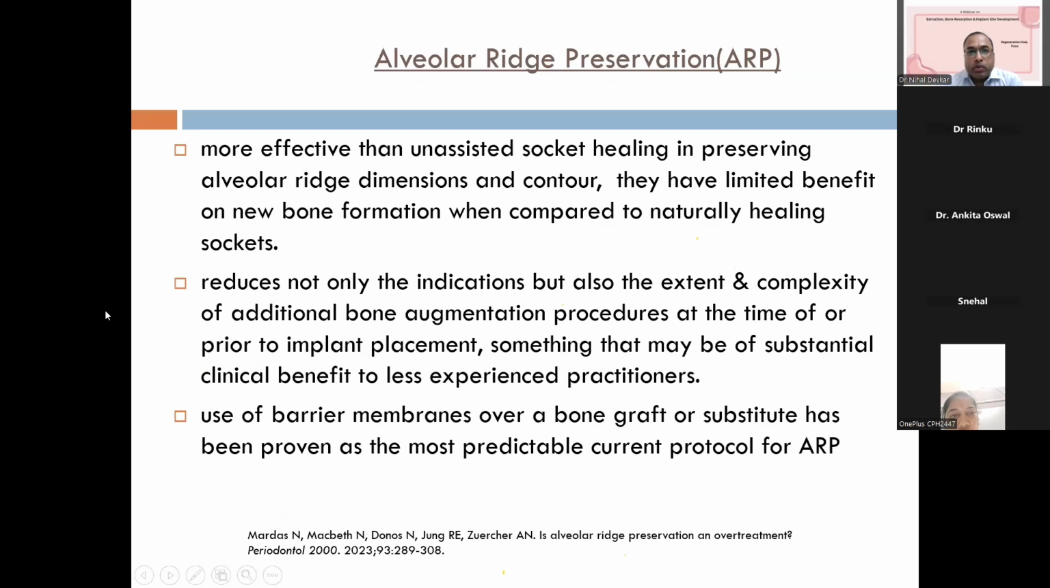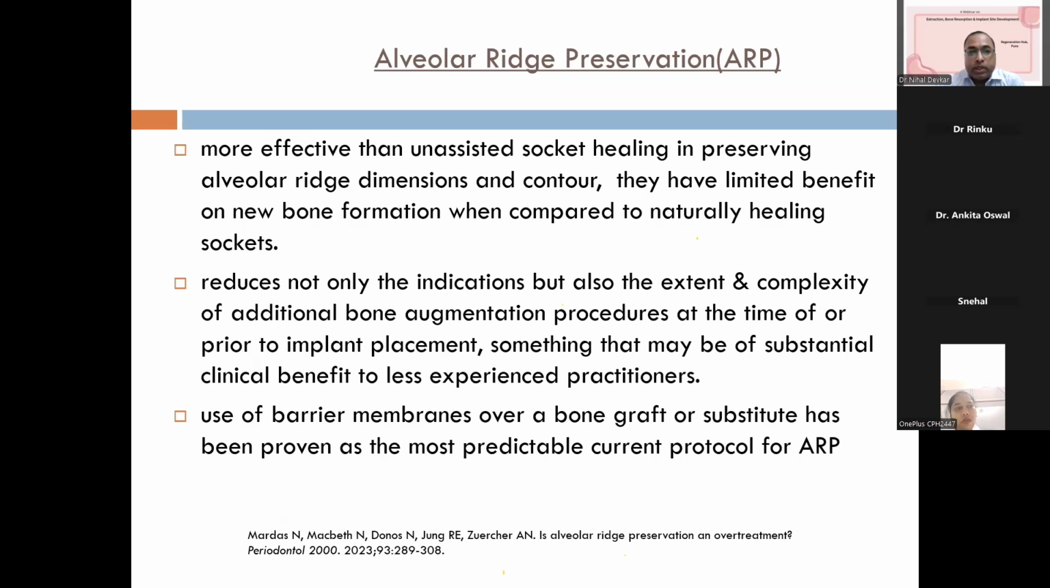So, a few concepts about alveolar ridge preservation. I am quoting a few more studies, which you can take as references. It is a more effective procedure than unassisted socket healing. That means if you allow the socket to heal on its own, compared to that, ARP has been shown to be more effective in preserving the ridge dimensions and contour. They have limited benefit, however, on new bone formation when compared to naturally healing sockets.